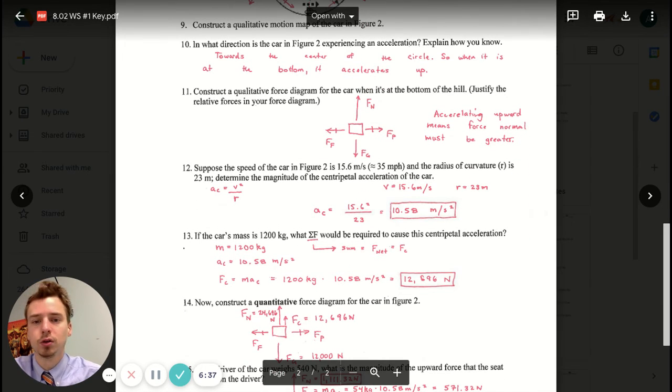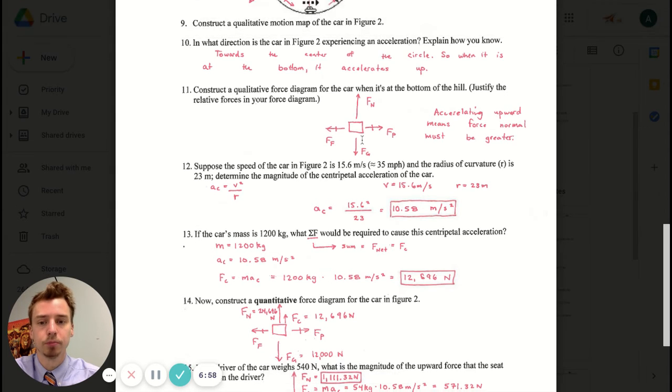Number 11, construct a qualitative force diagram for the car when it is at the very bottom of the hill. Force normal would be greater than our force gravity in this case at the bottom of the hill, and then our force push and force friction are equal or balanced. And again, the reason force normal is greater is because it's accelerating upwards, so normal force must overcome gravity.